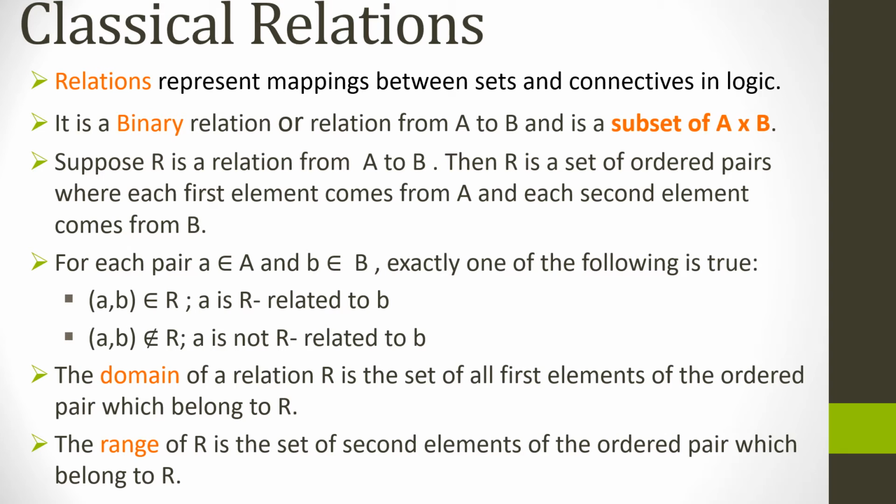For each pair, a belongs to capital A and b belongs to capital B, exactly one of the following conditions is true: (a, b) belongs to R, that means a is related to b, or (a, b) does not belong to R, that means a is not related to b. Then what is the domain and what is the range? The domain of a relation R is the set of all first elements of the ordered pairs which belong to R, and the range is the set of second elements of the ordered pairs which belong to R.